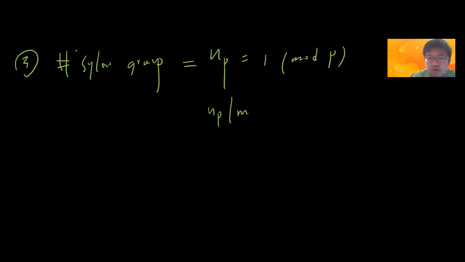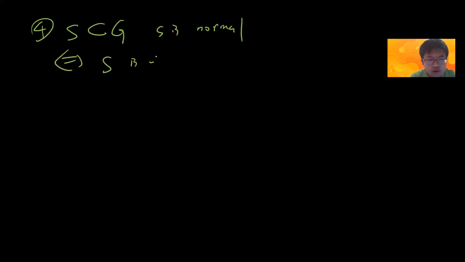So these are the 3 Sylow theorems, and in this video we will prove 4, 5, 6, 7. Number 4, which is also commonly used, is this: let S be a Sylow p-subgroup of G. Then S is normal if S is the only Sylow p-subgroup. This theorem is the simplest one.